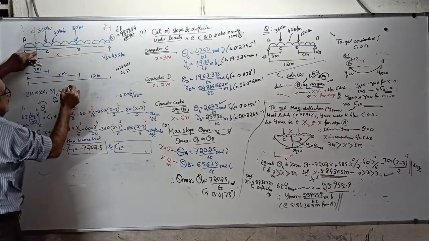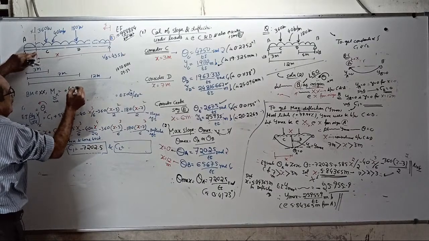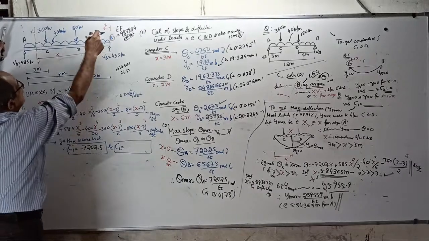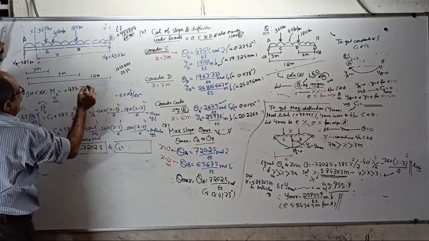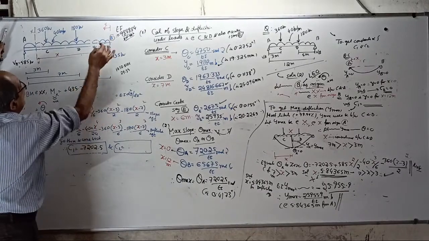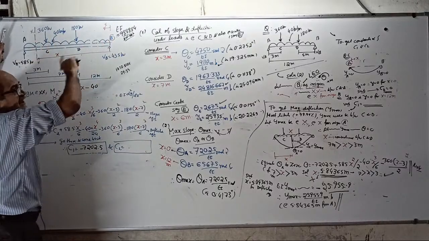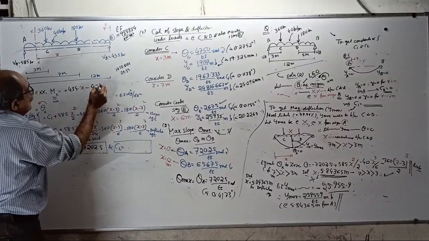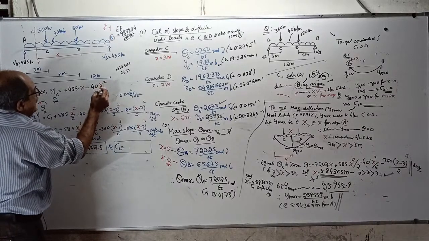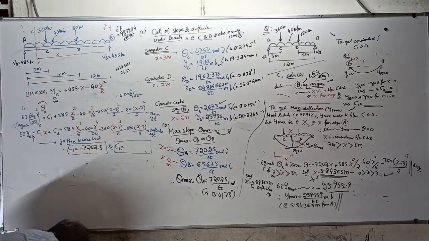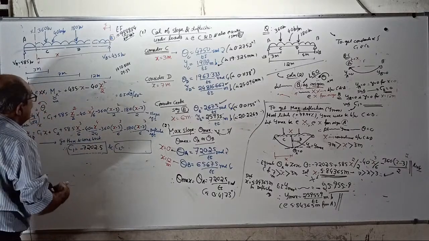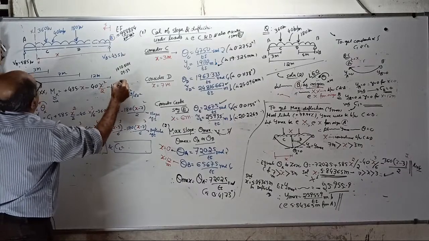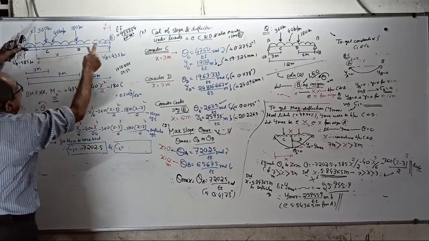Plus 435 into X, minus 40 into x, is the total load into x by 2, becomes 40x square by 2. Minus 180 into x.